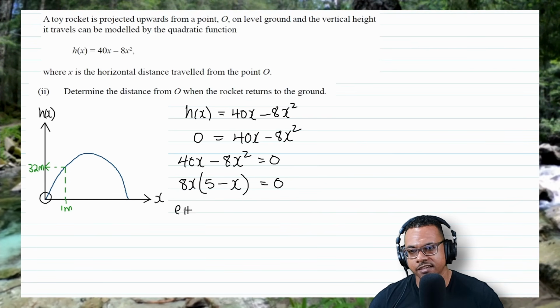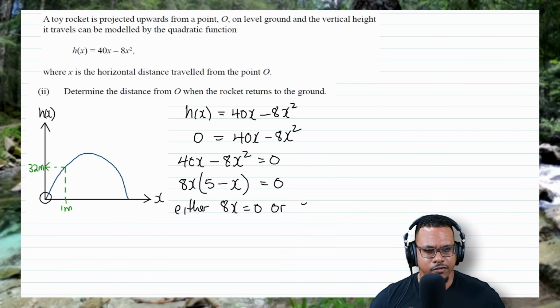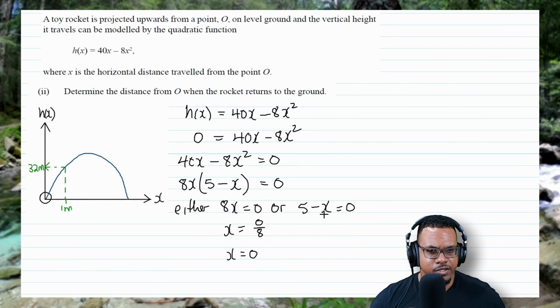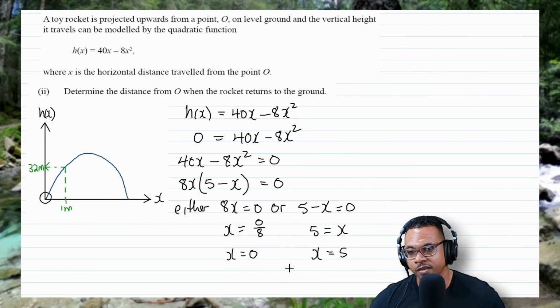So now we'll have either 8x = 0 or 5 - x = 0. Obviously here we'll have x = 0 divided by 8, which means x = 0. And here we can just carry across the negative x and have 5 = positive x. So that means x is equal to positive 5. Remember, these distances are in meters.